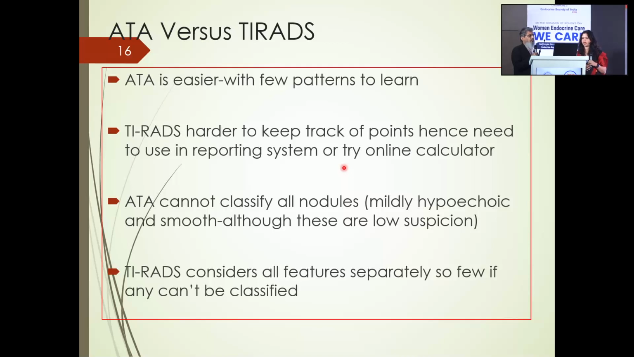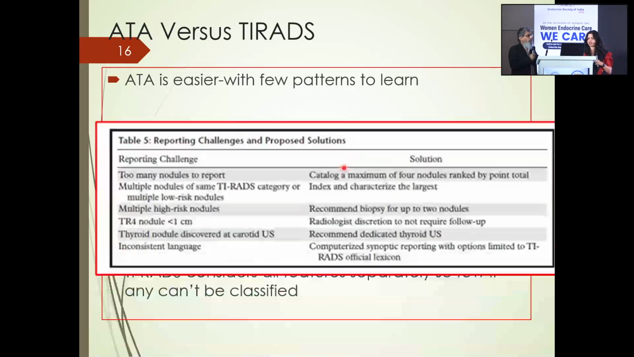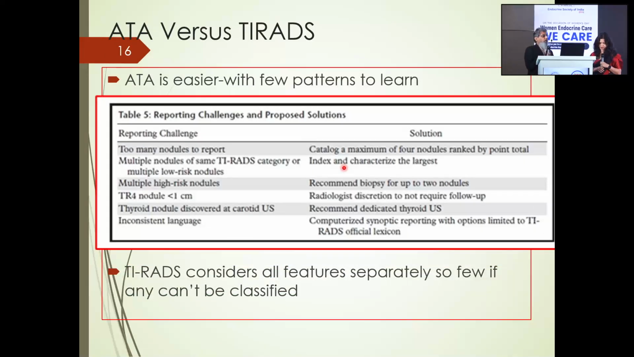So I think we'll skip this. Sometimes some people find it easier, that's the only thing. But sometimes the mild hypoechoic and smooth features are low suspicion, but it does not exactly classify. So sometimes in those places we do have a confusion at that point of time. This is a little important because there are some challenges in reporting.